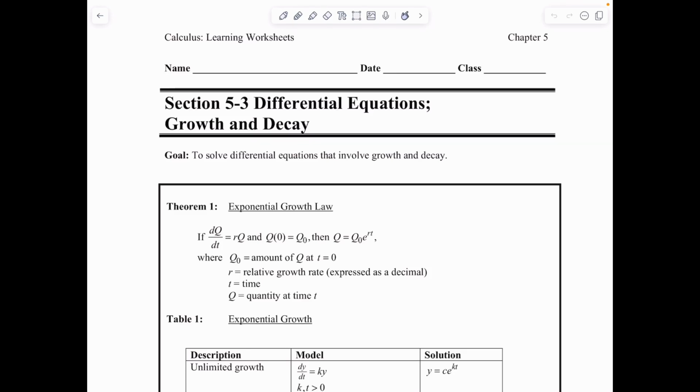Welcome to section 5.3, Differential Equations, Growth and Decay. Our goal today is to solve differential equations that involve growth and decay.